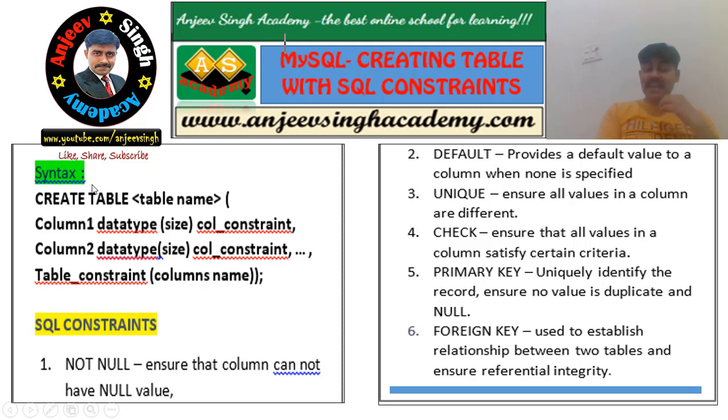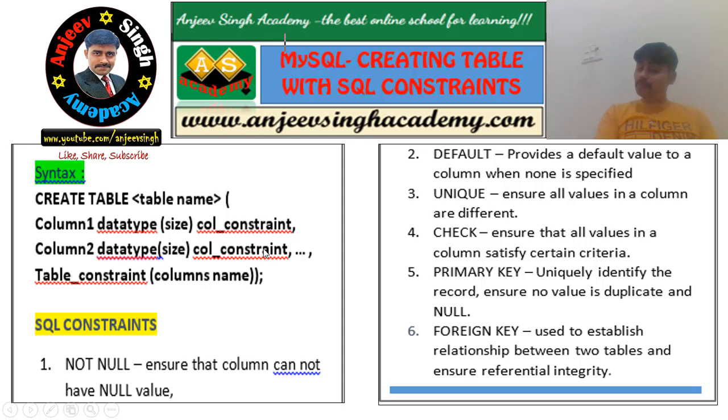Syntax means the way you have to write the command: the create table command with the table name, and then the name of the column with its data type and size, and after this size you have to mention the column constraint, like the different types of constraint I'll discuss. Then the next column, with its data type, size, and constraint, and at last you can put the table constraints also. Now you may have one doubt here, because I have mentioned the column constraint as well as the table constraint.